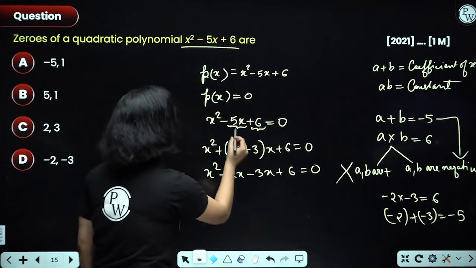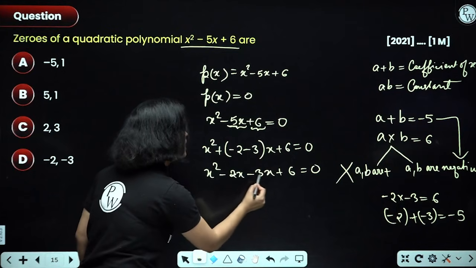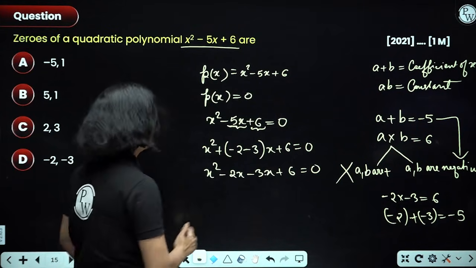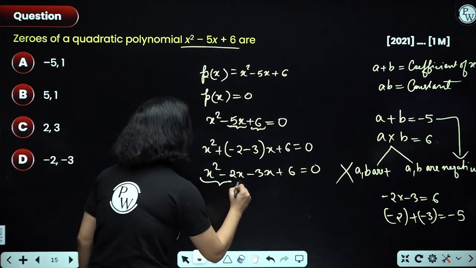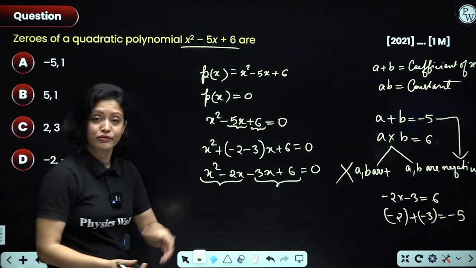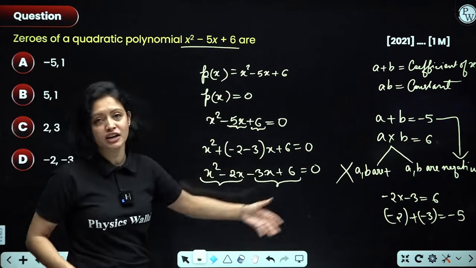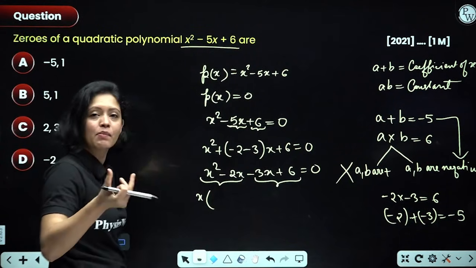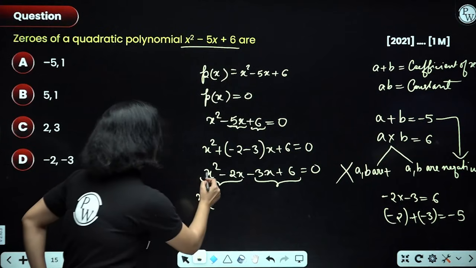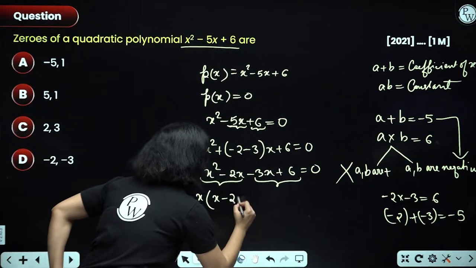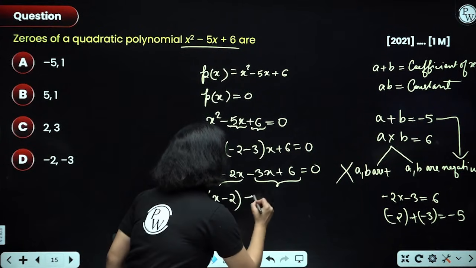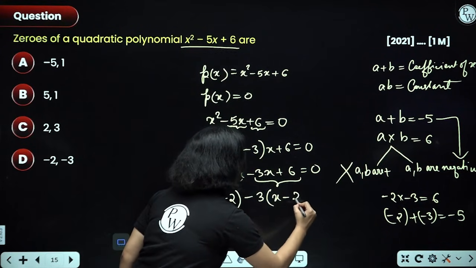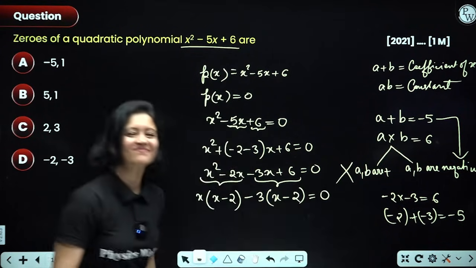Right? What you have done? You have taken negative 5x and broken it down as negative 2x, negative 3x. That's it. Split the middle term. Now you will take something common from the first two terms and something common from the last two terms, right? And you will ensure that whatever remains inside the bracket is the same. For example, I take x common here, so I'll get x minus 2 here, right? Here in the last two terms, I'll take negative 3 common, so I'll get x minus 2 is equal to 0. Right?